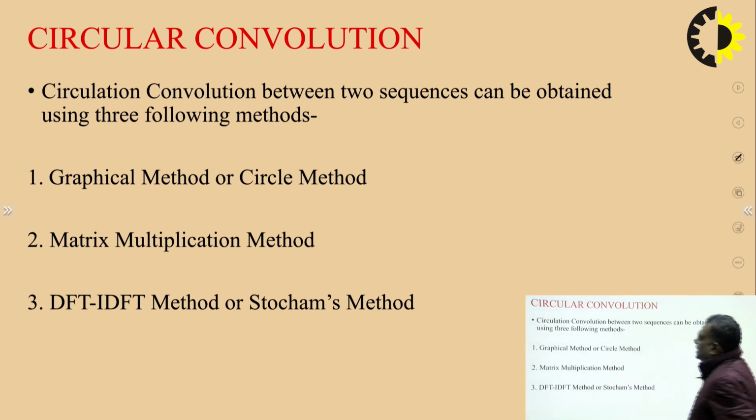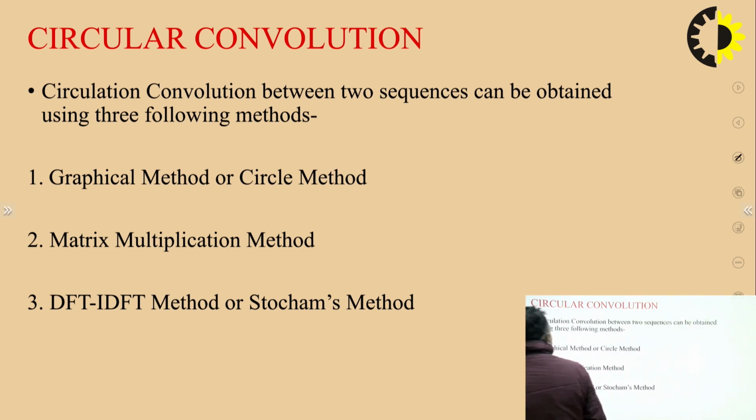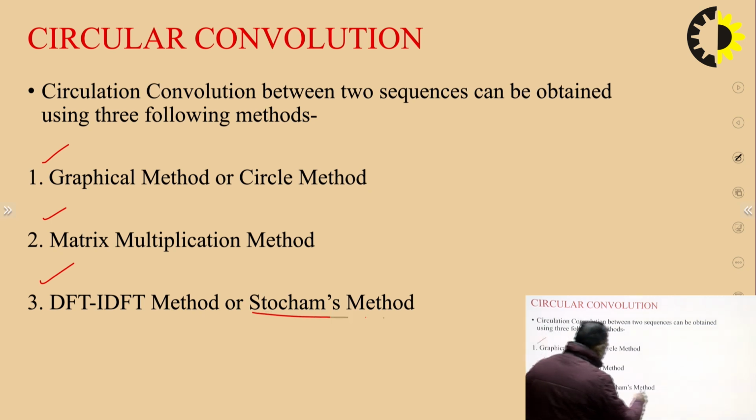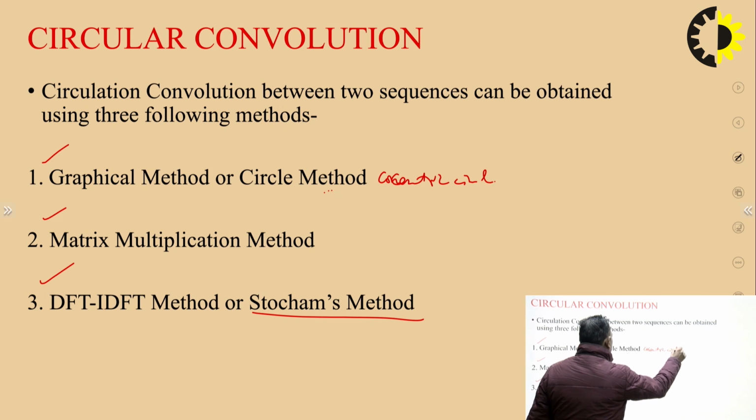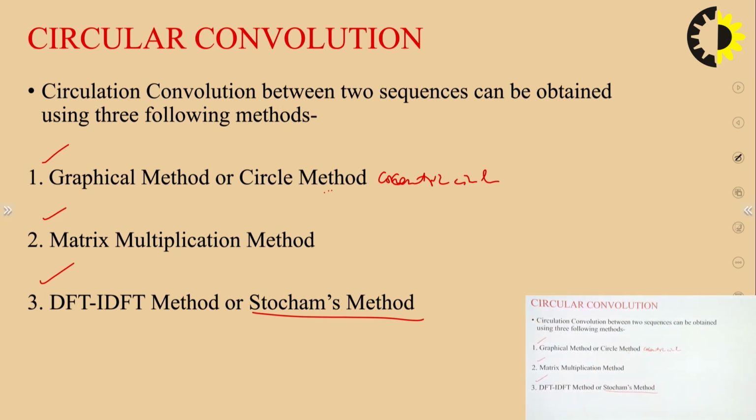Here are basically the three methods by which we can convolve two sequences. First one is the graphical method, also called the circle method. Second is the matrix multiplication method, and the third is the DFT-IDFT method. It is also called the Stockham's method, and another name of this method is the concentric circle method. In some books you will find it like this. Okay, concentric circle method.